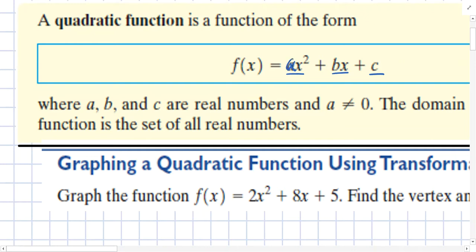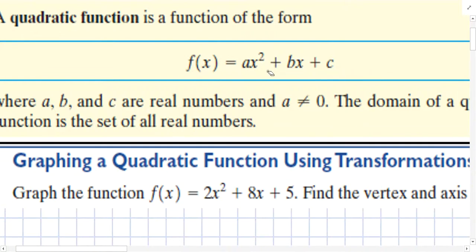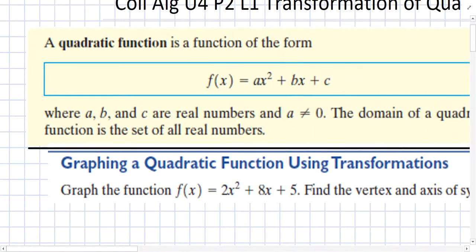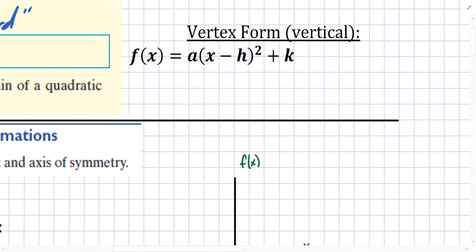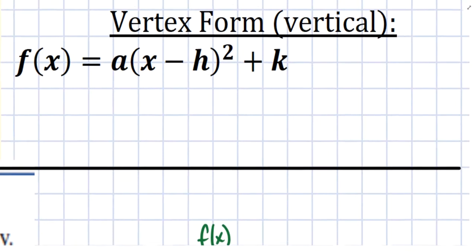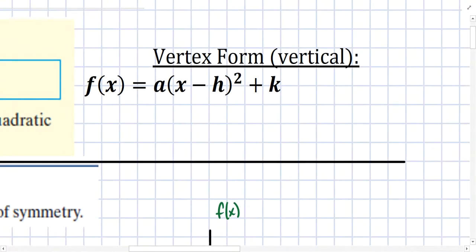If a were equal to 0, well then this whole term would disappear and we'd be talking about a linear function. So there's a quadratic function in what we call standard form. And that's helpful for us if we're looking for a solution and we want to use the quadratic formula. But if we're graphing this function, a lot of times we have the function written in what we call vertex form. And this is the vertex form of a vertical parabola.